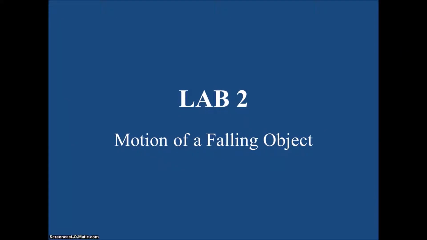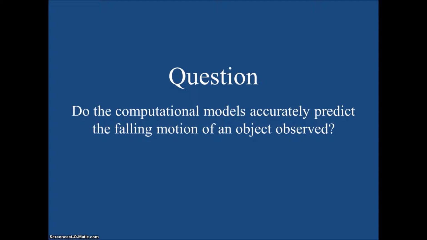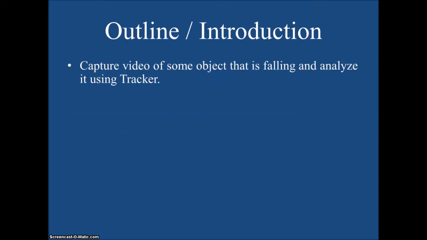This is Lab 2, Motion of a Falling Object. The main question that this lab asks is whether the computational models accurately predict the motion, which is a falling motion in this case, of the object observed.